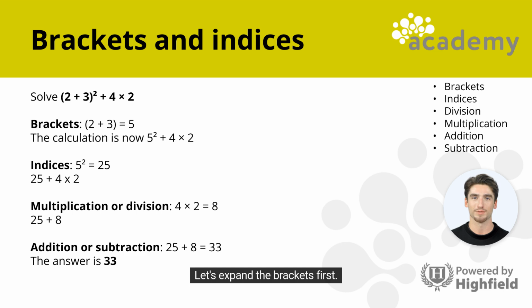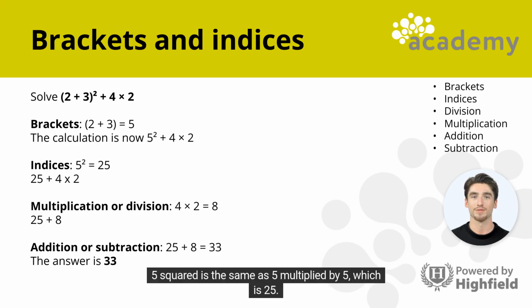Let's expand the brackets first. 2 plus 3 is inside the brackets. 2 plus 3 equals 5. The calculation is now 5 squared plus 4 multiplied by 2. Next, we can tackle the indices. 5 squared is the same as 5 multiplied by 5, which is 25. The calculation now reads as 25 plus 4 multiplied by 2.